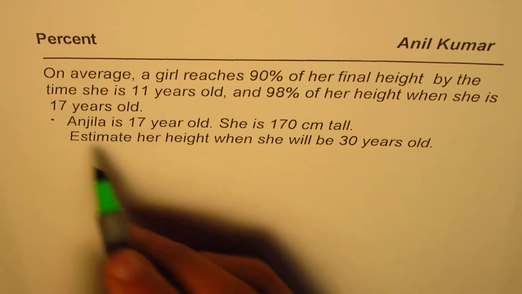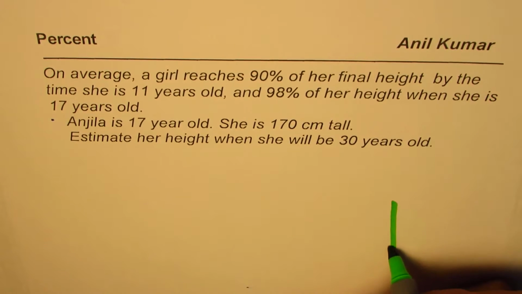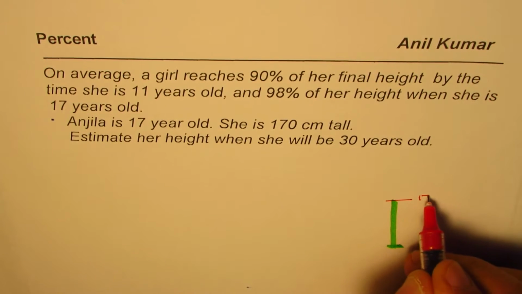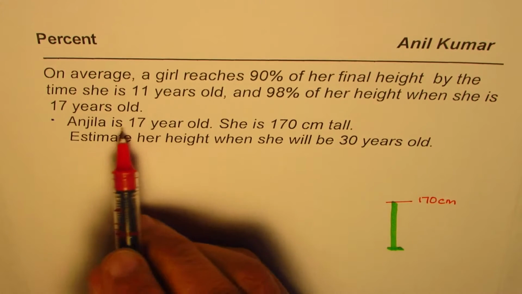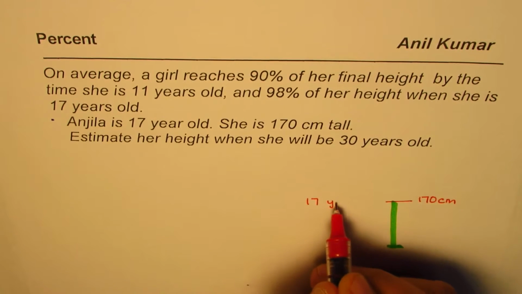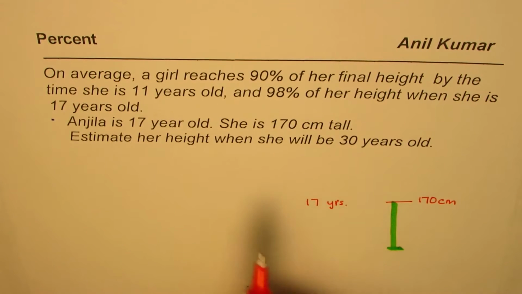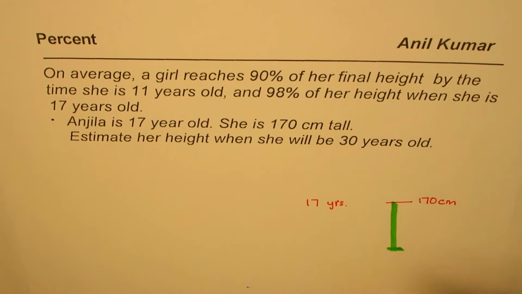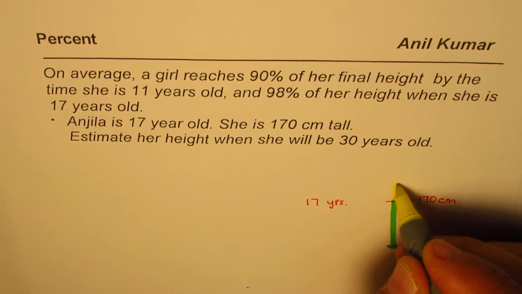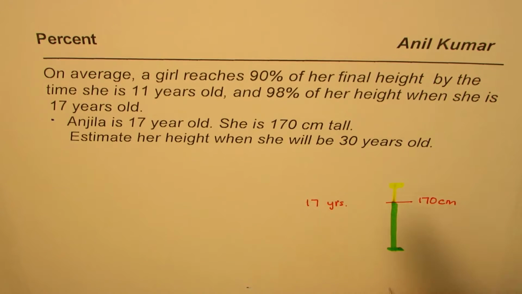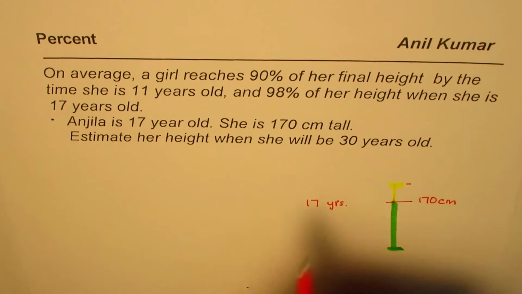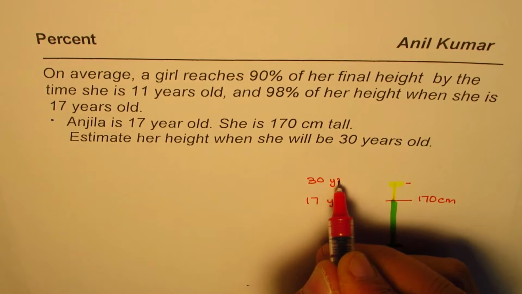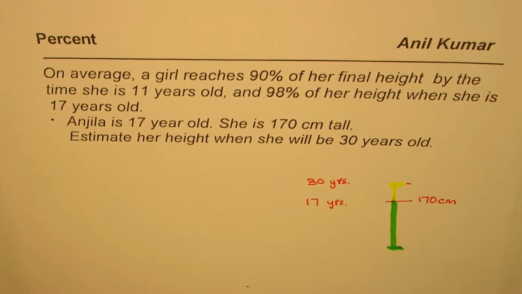So here we are given the height of Angela. Let's say this is the height of Angela, which is equal to 170 centimeters. And her age is 17 years. We need to estimate her height when she will be 30 years. That is to say, she'll definitely grow, and we don't know to what height, but we need to estimate. So let's say that is the height she reaches when she is 30, right? So we can say that this is the final height, when she is 30 years old.